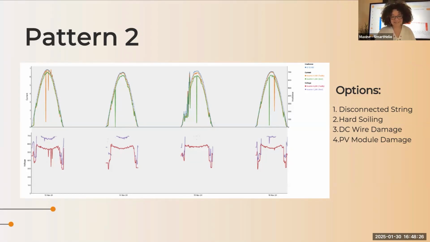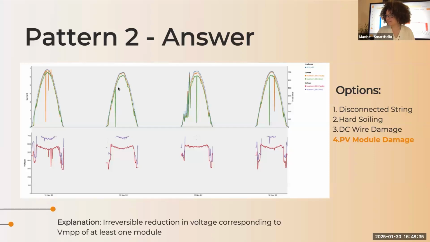Now again, we see it's mostly between disconnected string and DC wire damage. So let's see what the correct answer is. Interesting, PV module damage. So again, we're not able to get it right from the audience. Shankaraj, how come it is PV module damage? Well, DC wire damage, I could expect that it got a fair share of votes, but I was a little surprised with disconnected string.